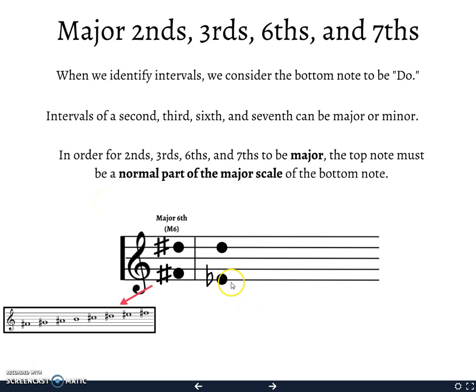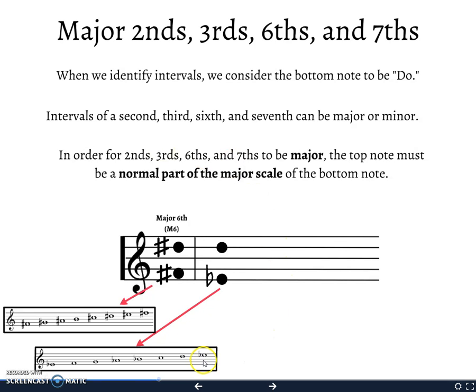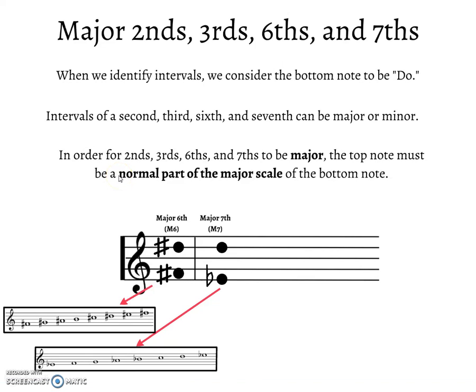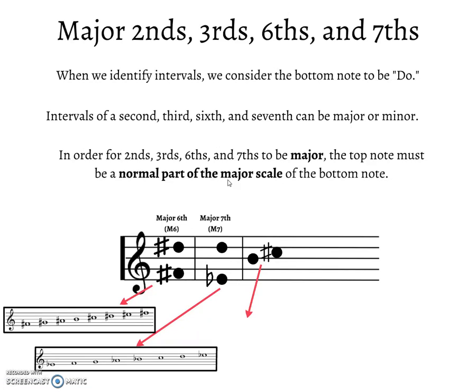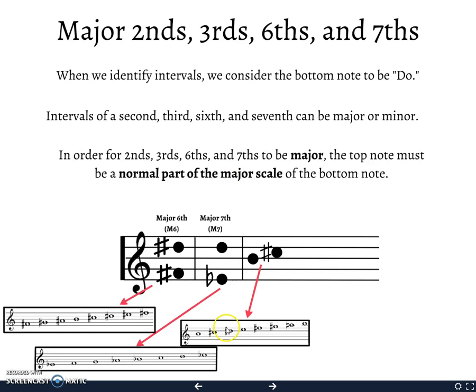Example 2. Let's figure out the size. 1, 2, 3, 4, 5, 6, 7. This is a seventh. Let's look at our E flat scale. Our seventh scale degree is D natural. This is D natural. So we have a major seventh. Here we have a second. 1, 2. Let's look at our B scale. Second scale degree should be C sharp. It is C sharp. We call it major.